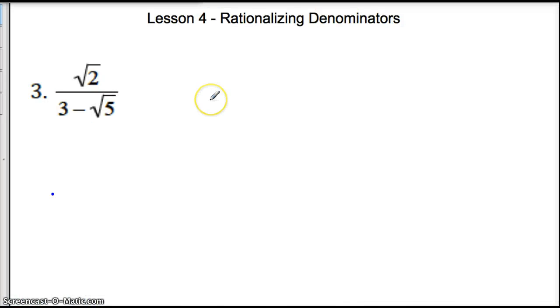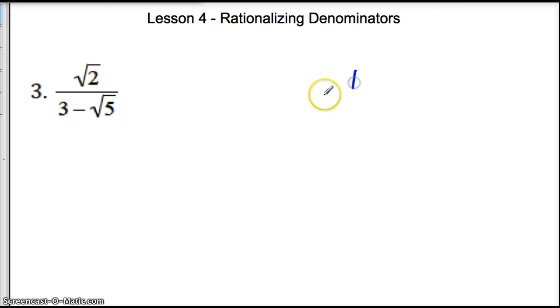Okay. Fourth lesson: rationalizing denominators. If you remember this, you cannot have a radical in your denominator. That's bad. We don't like that at all. So how do we get it out of there? Well, let's do a quick example over here.